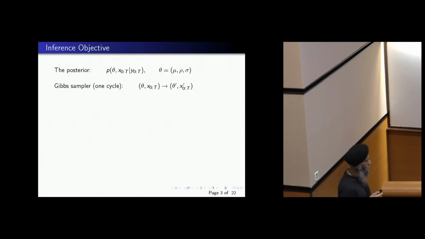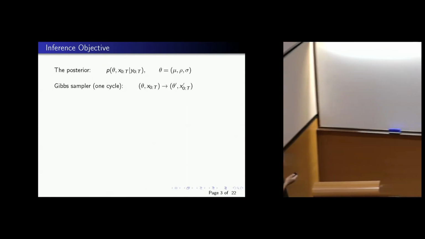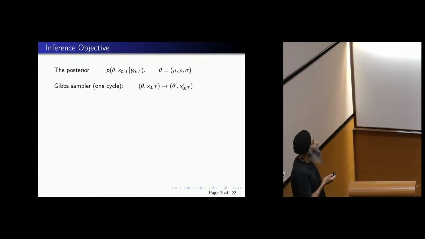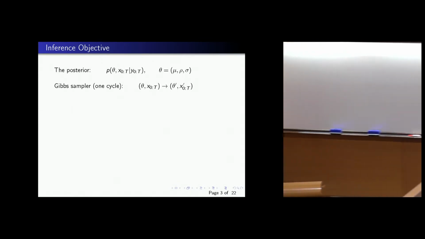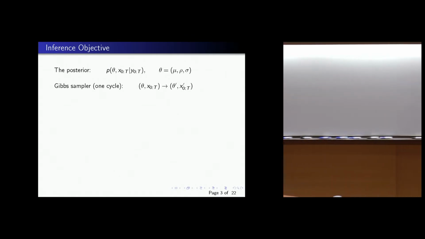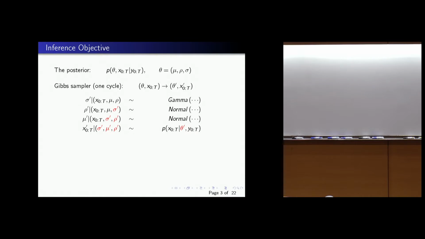An old favorite is the Gibbs Sampler. Say one cycle of it. Let's say I have a sample of theta and x from this posterior distribution. You advance it to the next sample, theta dash and x dash. The dashes represent advancement of the sample using a simple scheme like that. You cycle through the variables one at a time.